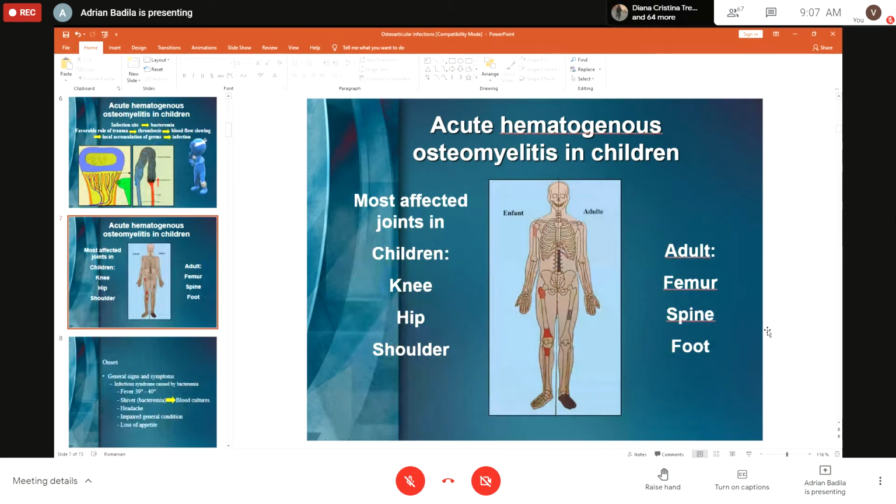In children, the most affected joints are the knee, the hip, and the shoulder, like on the left part of our body, and they are colored in red, so knee, hip, shoulder. While in the adult, the most affected areas are the femur, the spine, and the foot.